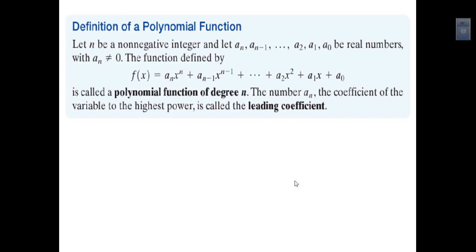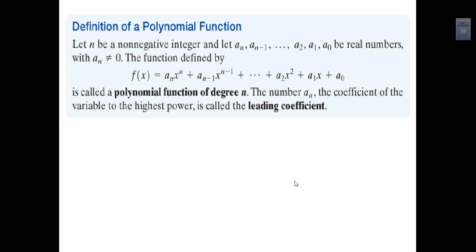Then the function defined by f of x equals a sub n times x to the n power plus a sub n minus 1 times x to the n minus 1 power plus a sub 2 times x squared plus a sub 1 times x plus a sub 0 is called a polynomial function of degree n. The number a sub n is the coefficient of the variable to the highest power and is called the leading coefficient.